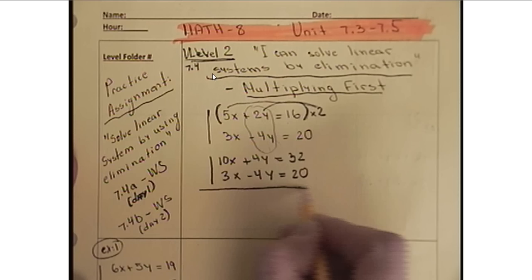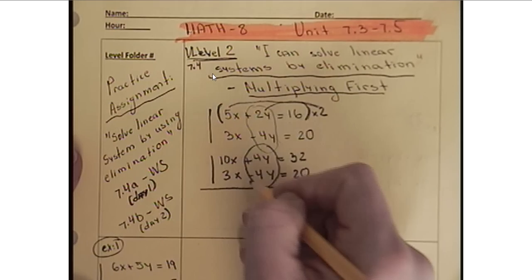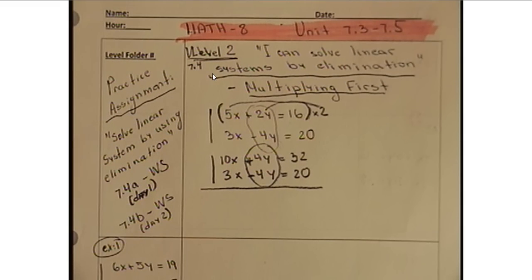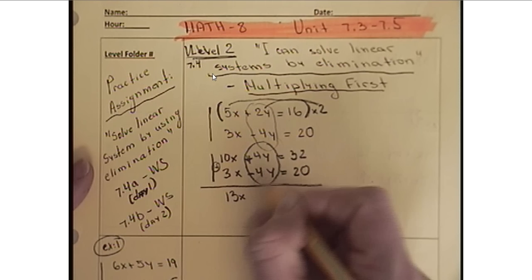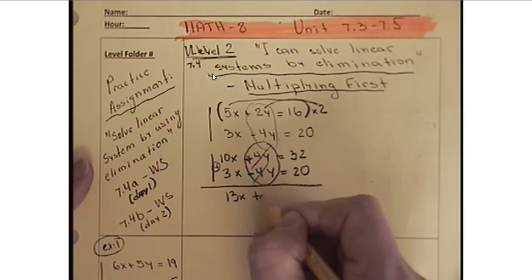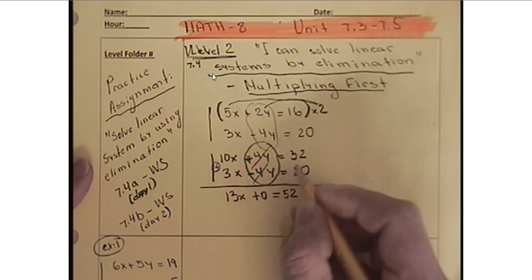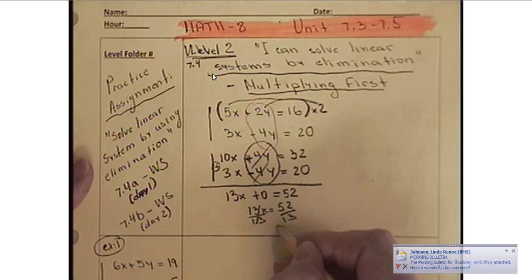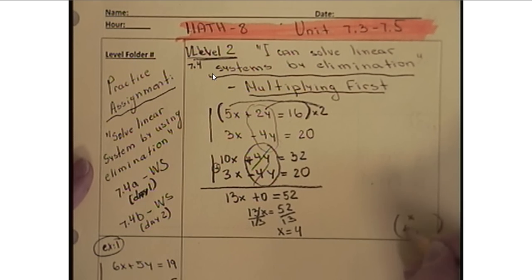Alright, so now look at this. The y terms we picked at the beginning are exactly the same with opposite signs, so we can just add those and cancel what needs to be. So by adding those, we have 10 plus 3, 13x here, 4y minus 4y cancel, plus 0, equals 32 plus 20 will be 52. Then we have 13x equals 52. Divide by 13 each side, so x equals 4. And we get the first half of the answer, x is 4.